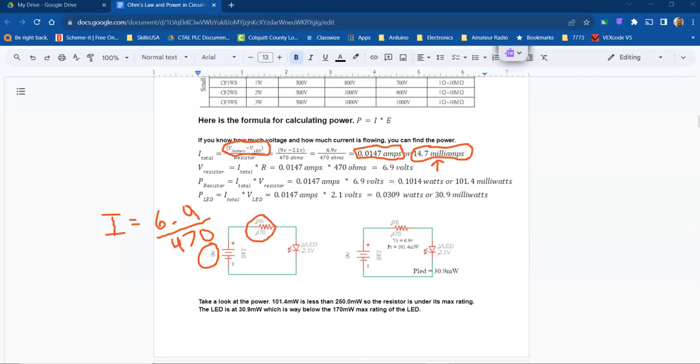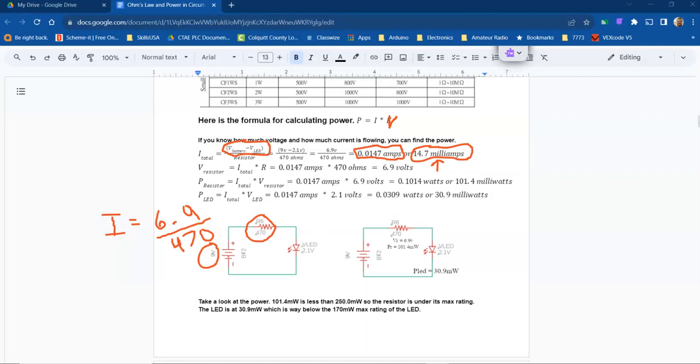Now, this says PIE. You can also look at the E as PIV. PIE is the old way of looking at it. PIV is the modern way to look at it. E stands for electromotive force. That's voltage. It's the same thing.